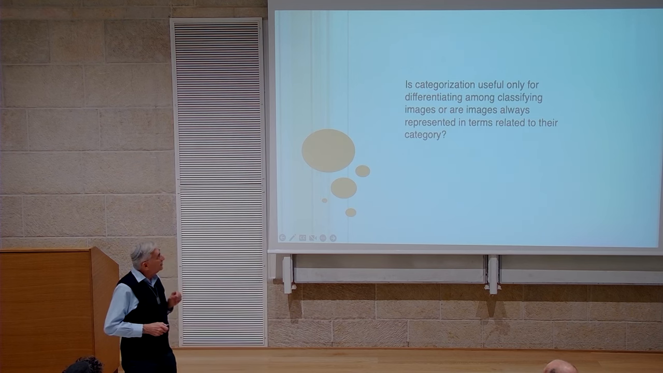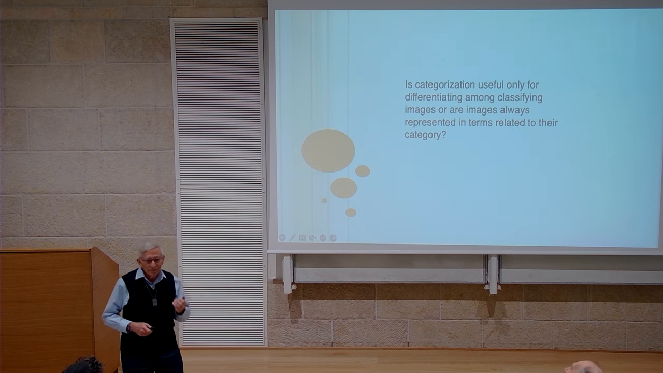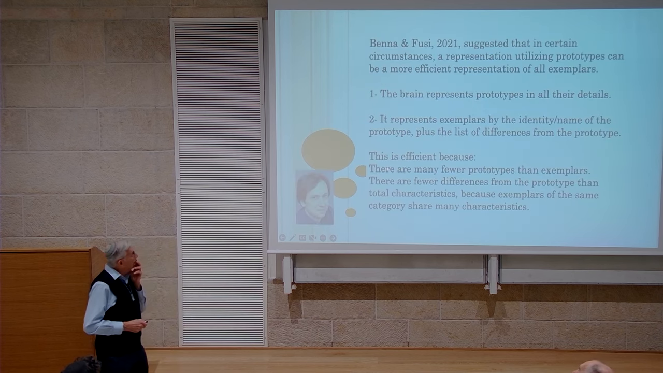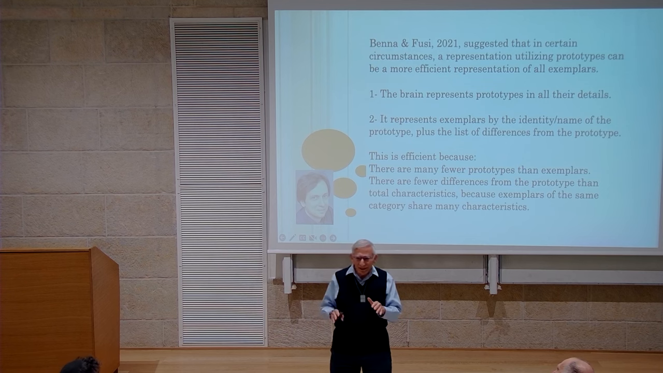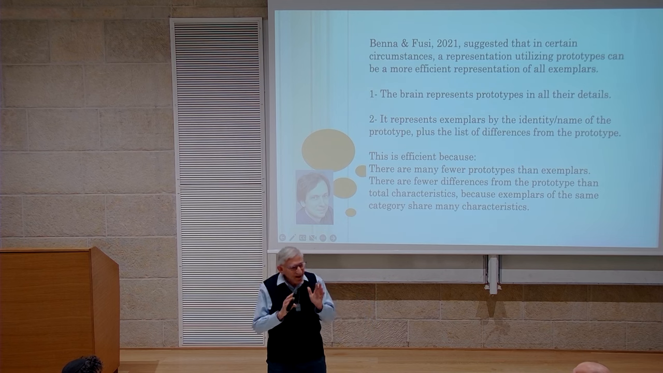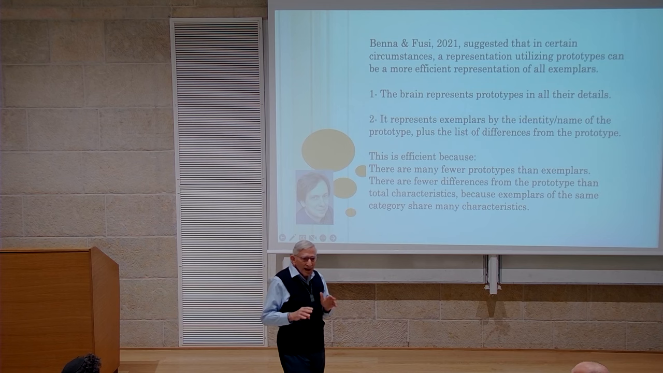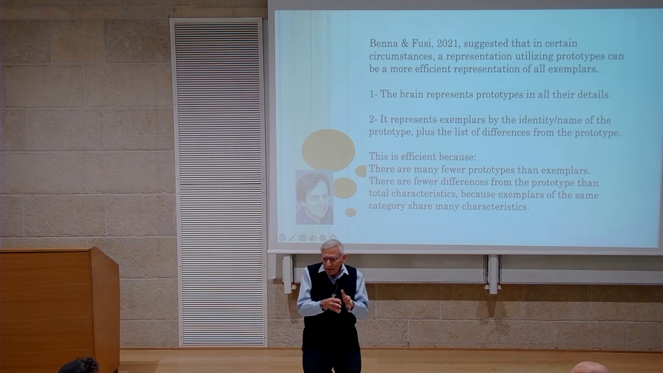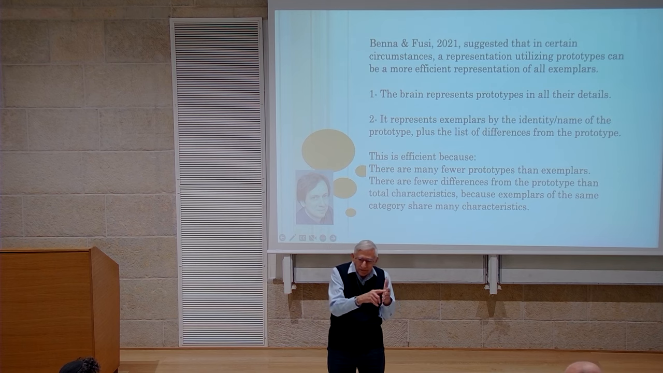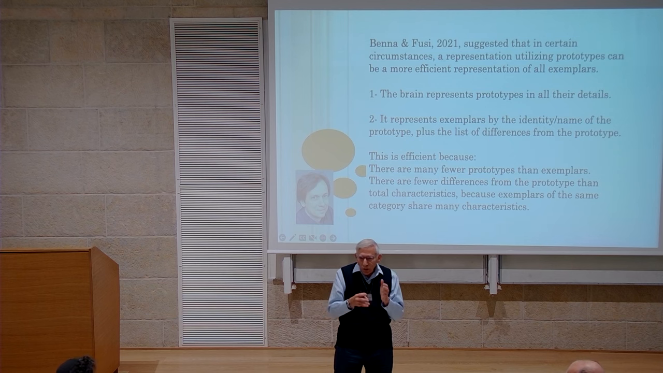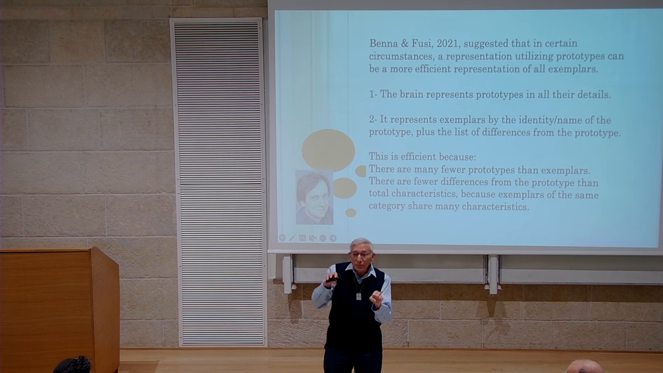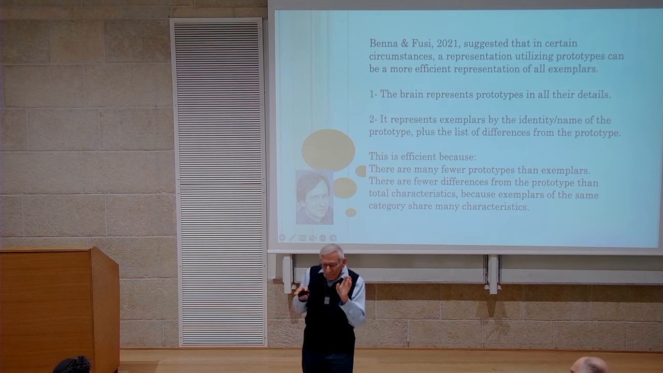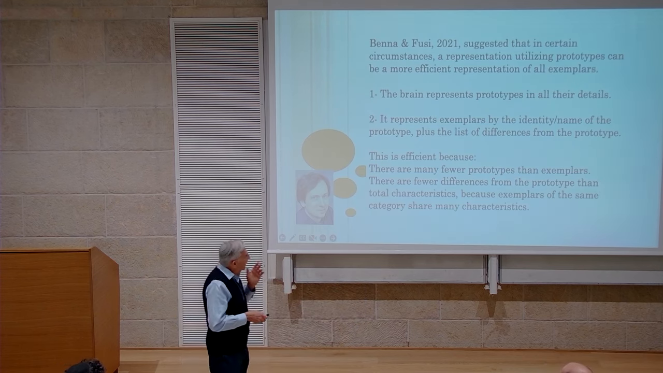Is categorization useful only for differentiating among classified images, or are images always defined in terms of their categories? And now I want to bring a study done by Ben-Yosef and Fusi. This was something published where they really talk about the hippocampus and about place cells and so on, but in discussions with them, we came to the idea that maybe objects are not represented by all their characteristics. We see this duck, well, it's got this color and this beak and this, and we have to categorize all of that. But rather, whatever we're looking at, we represent that object by what category it belongs to, and therefore what's the prototype of that category, and in what ways it differs from its prototype? Okay, and the theory then says that that would be a more concise representation.